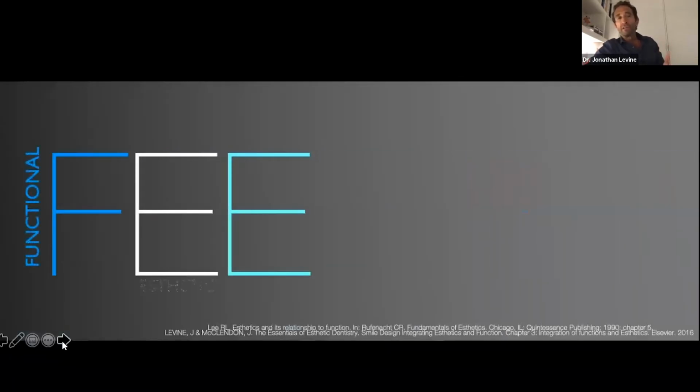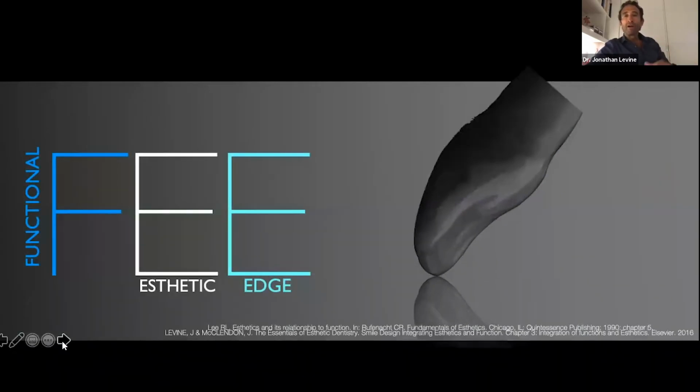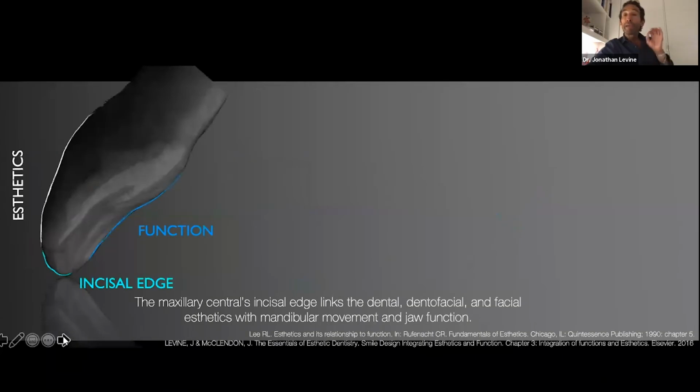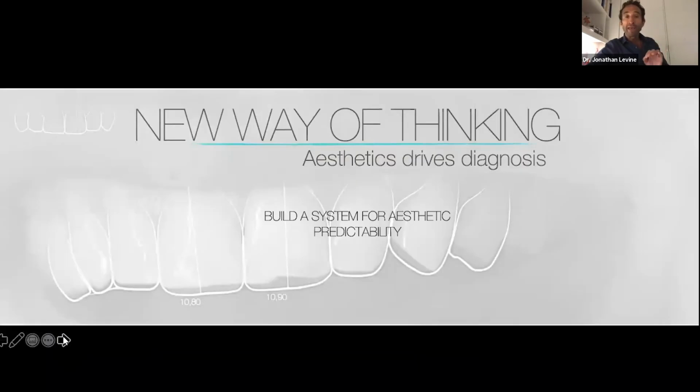The functional aesthetic edge, or phi line, is where it all comes together. You have the aesthetic surface, the facial surface, you have the phonetic surface, the incisal edge, and you have the functional palatal. And as you bring that linkage together, we set up this phi line. So when we think about diagnostics, where we're always going is where is the incisal edge of the central incisor, because that's where everything comes together.